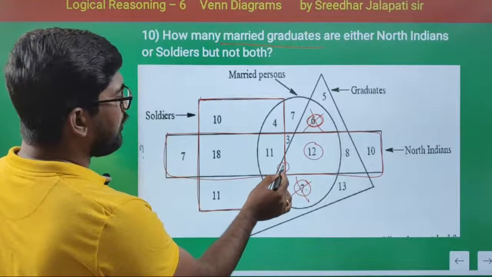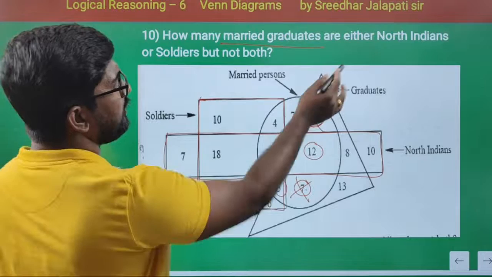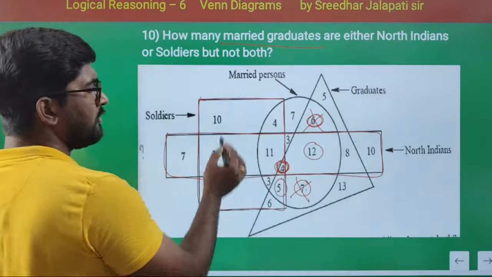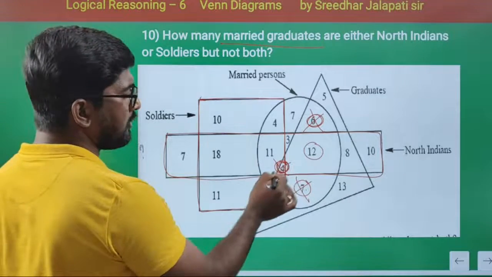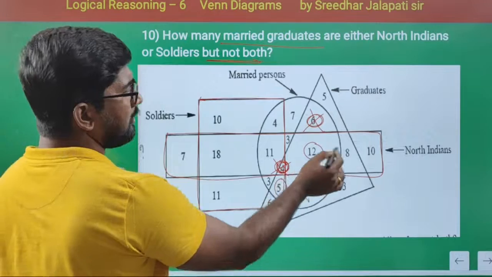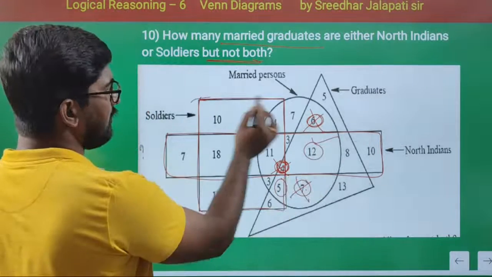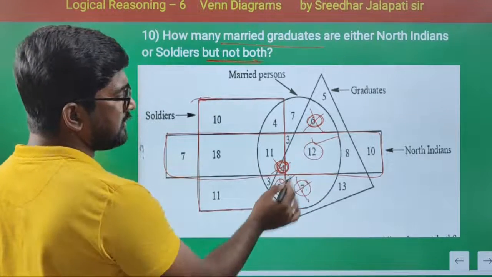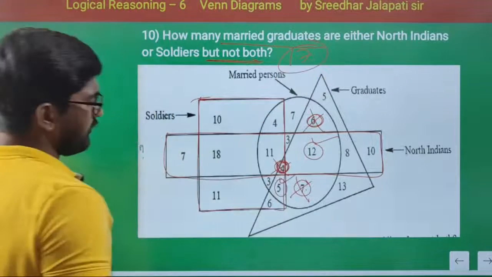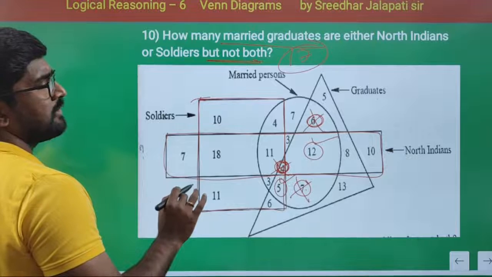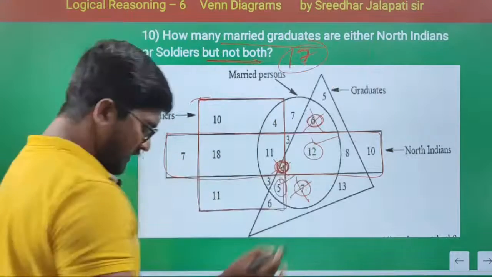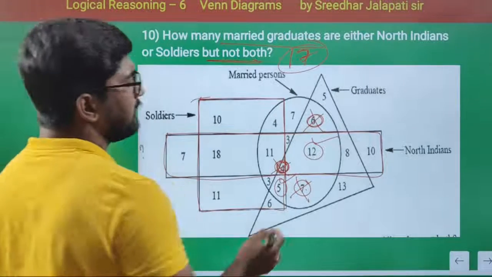Now this 4 is both. These 4 are in the North Indian circle and also in the soldiers region, so I have to ignore because we don't want both, right? Now these 12 are North Indians, these 5 are soldiers, so we have to consider these two. 12 plus 5, 17 is the answer. Unfortunately, options are not provided for this question, but the answer is 17, right? 17.